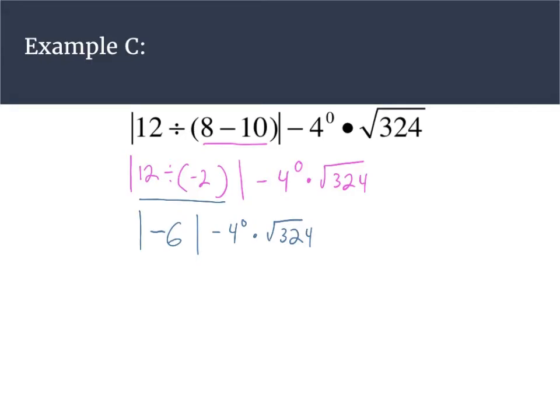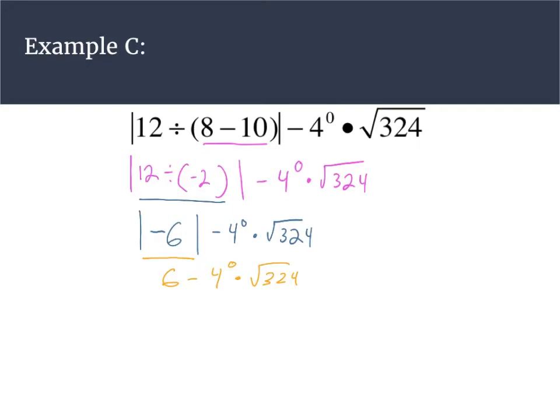All right, I still have a grouping symbol to work with because I have to know what the absolute value of negative 6 is. So the absolute value of negative 6 is positive 6. Bring down my minus sign, bring down my 4 to the 0 power, bring down my times the square root of 324. So now I've got exponents and square roots to work with since I have no more grouping symbols. So I have an exponent and a square root.